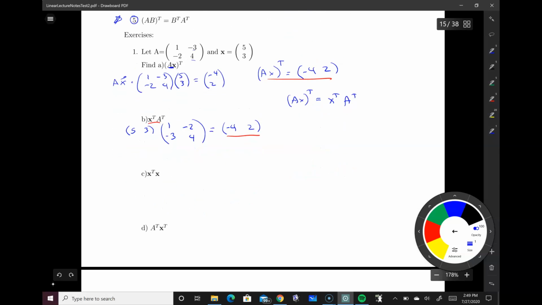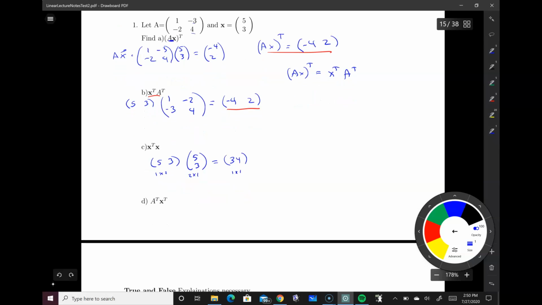All right, let's try this one. So X transpose times X. So doing matrix multiplication, I get 34. So this is a 1 by 2 matrix multiplied by a 2 by 1, so I get a 1 by 1. So it's just the matrix that has the number 34 in it.